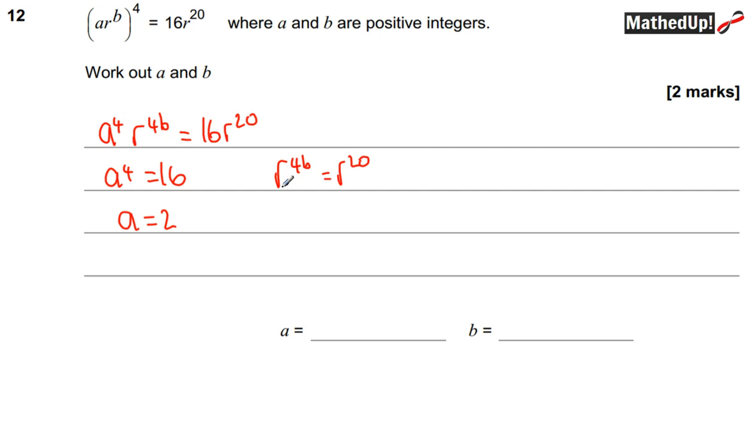Okay, and then if r to the power of 4b is equal to r to the power of 20, that means 4b must be equal to 20. And if 4b is equal to 20, b must be equal to 5. So a is equal to 2 and b is equal to 5, and that will work.